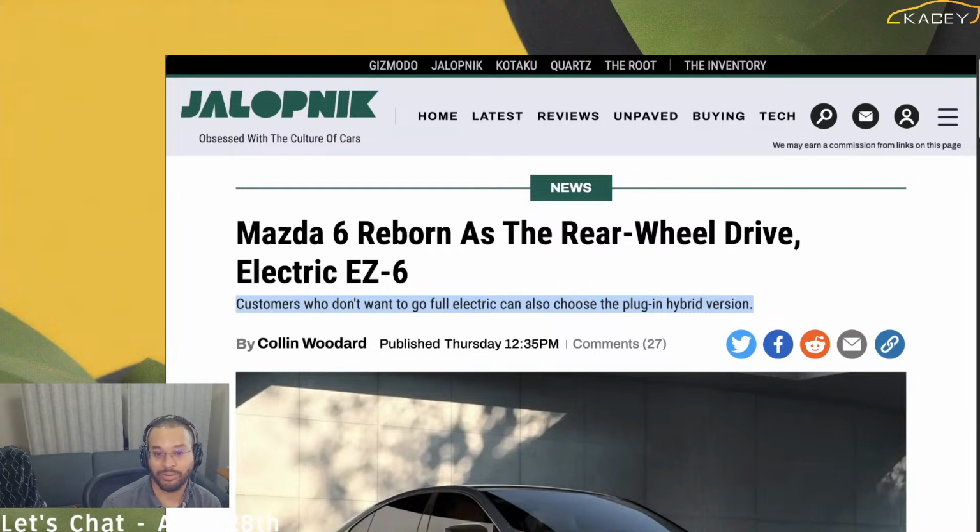Customers who don't want to go full electric can also choose the plug-in hybrid version. Like I said, plug-in hybrid does work for some folks, like multifamily dwellings and people who just are unable to make sure the vehicle is charged. That's about it. I don't think it's a great move for the manufacturers to do, but I do think it is a great move for anyone who sometimes has a plug available to them.